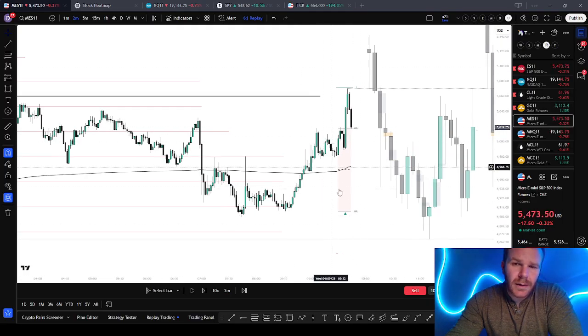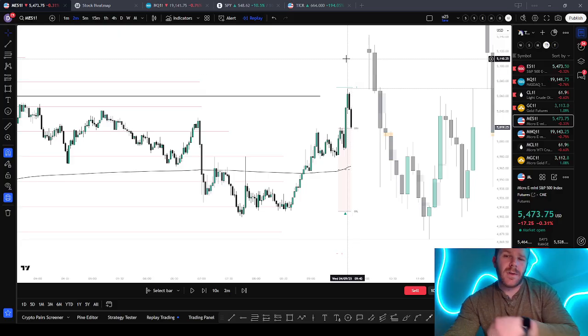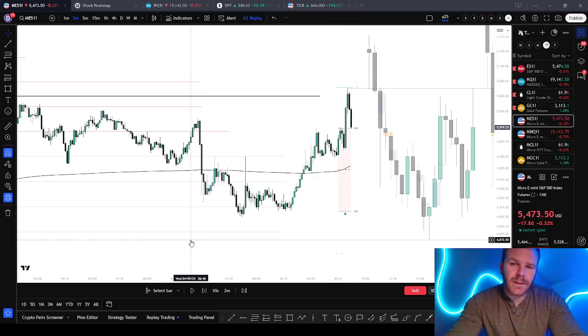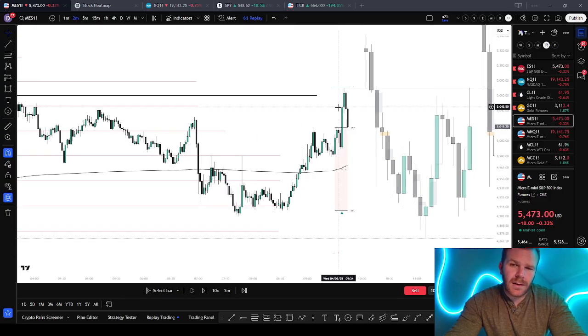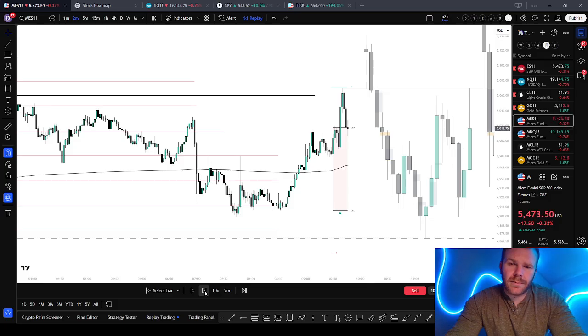I like to keep an ORB of the first hour of the futures session. And from here, we spiked above, took liquidity, fair value gapped into it, and let's see how this plays out.